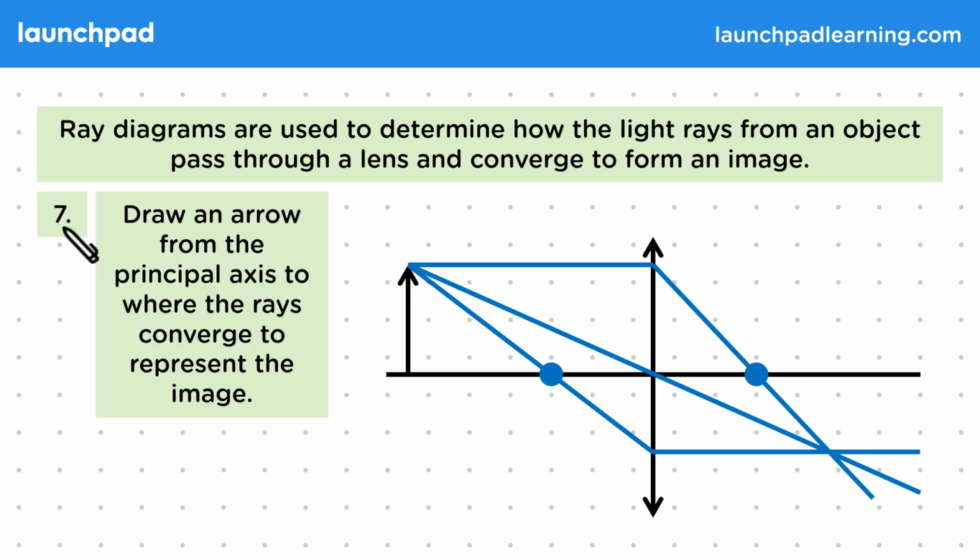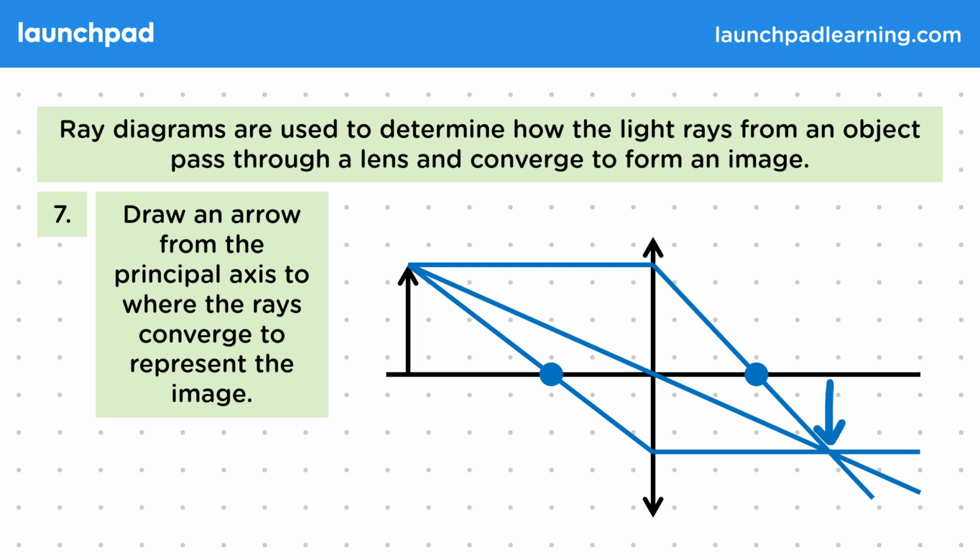And finally, step 7, draw an arrow from the principal axis to where the rays converge to represent the image. Now technically we could have done this after drawing only 2 rays and seeing where they cross, but drawing the third ray and making sure it crosses here too is a great way of making sure there aren't any errors in our diagram. So we've shown that light rays from the top of the object meet at this point.